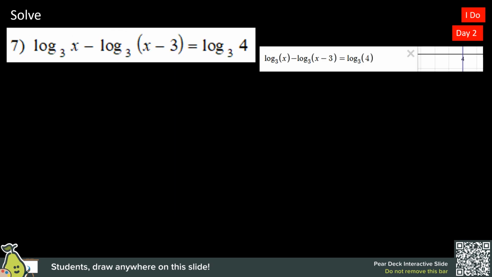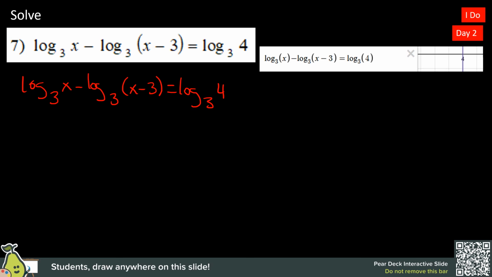So for this problem here, they want us to solve this logarithm. Well, there were several ways we could have done this. We could definitely do this by hand, and doing this by hand, we could use the quotient rule. So we could take this log base 3 of x minus log base 3 of x minus 3 equals log base 3 of 4. Like I said, we could use the quotient rule. Actually, we have to use that so we can drop these logarithms.